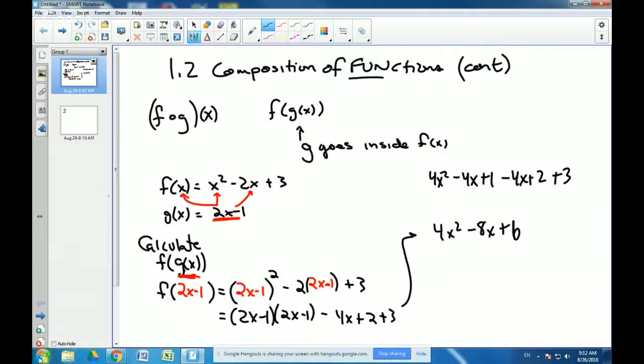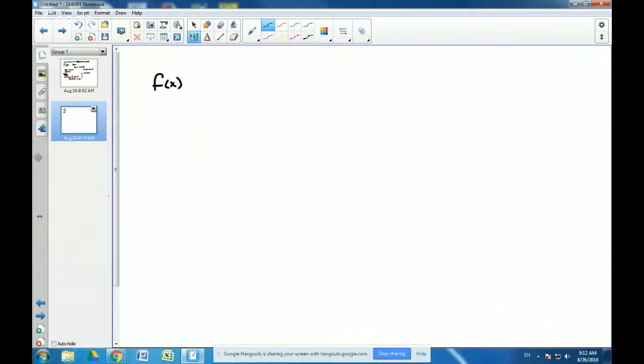Okay, moving on. Let's say f of x is square root of x minus 4. g of x is 1 over x squared. If we're talking domain, are there values that we can't use here? So what's the domain of f?